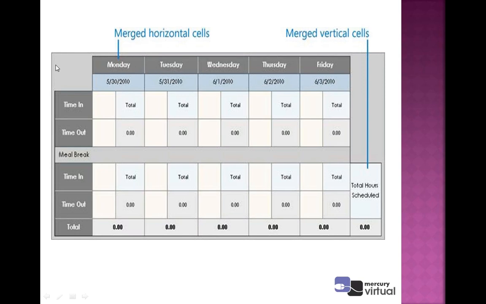Monday, Tuesday, Wednesday. This is merge. There is no cell. This is how we can use the vertical merging. There is no cell in the vertical part. There is no cell in the horizontal part. There is no cell in between. This is the merging.